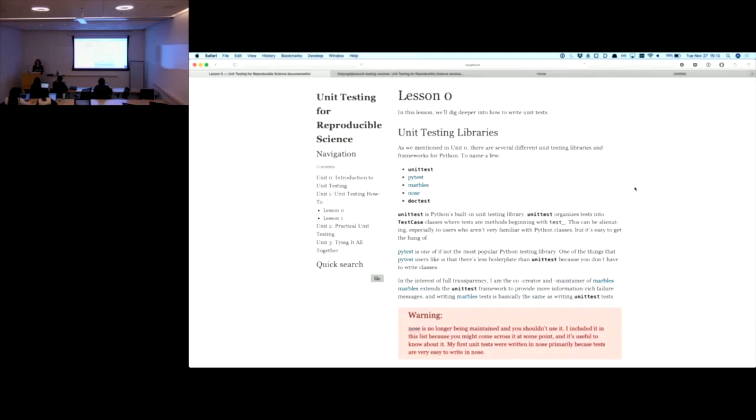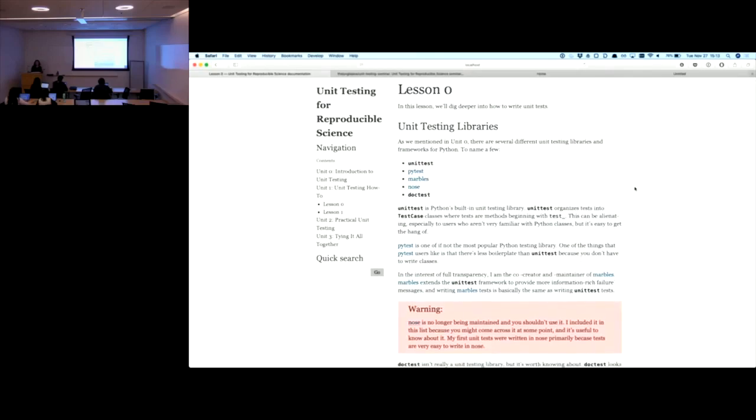As I already talked about, there are a couple of different libraries and frameworks for writing unit tests in Python. We already talked about the first two, which are unittest and PyTest. The third is Marbles, which is my project. There's also a project called Nose, and another one called Duck Test. This is not an exhaustive list, but these are the ones that it's probably useful for you to know about as you venture into unit testing.